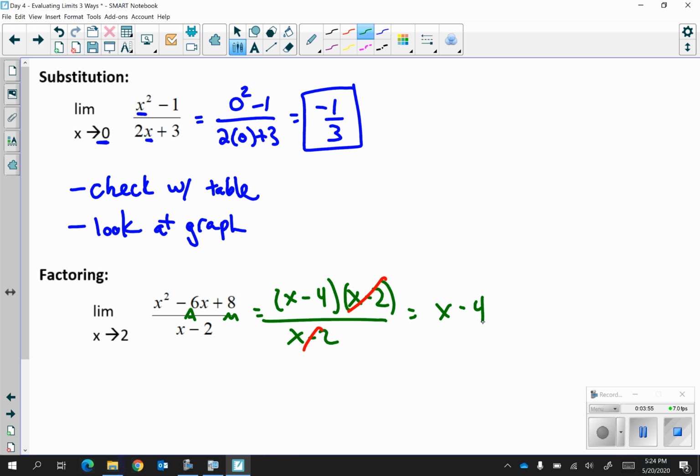So now, instead of finding the limit of the original equation, we can condense this to finding the limit as x approaches 2 of x minus 4. Now you can actually use the substitution method. You could plug in 2, and you're going to get 2 minus 4, which is equal to -2. And you're going to get your answer.